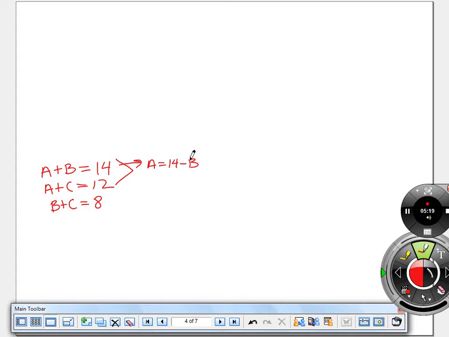Now, what if I take that and I plug it back in for A right here? Then this equation is going to become, in place of A, 14 minus B, plus C equals 12. Now let me clean that up a little bit, right? I'll move all the constants together. If I do that, I would have a negative B plus a C equals, if I subtract 14 from both sides, negative 2. Okay?